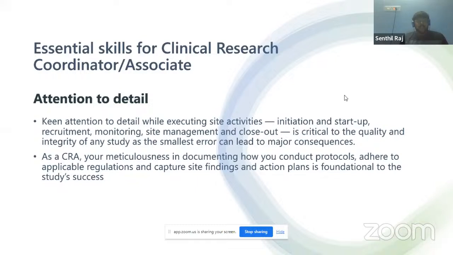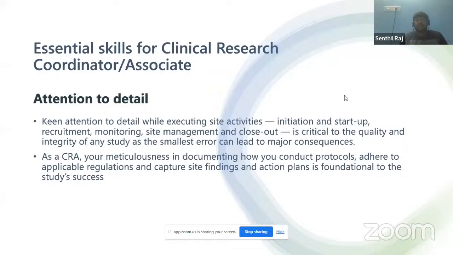Then every time you visit a site, you have to document. They will have a site visit document, a site log they will maintain every time. Whenever you enter, at what time you are entering and what time you are leaving, we will have complete documentation. This is a practice we have to follow.